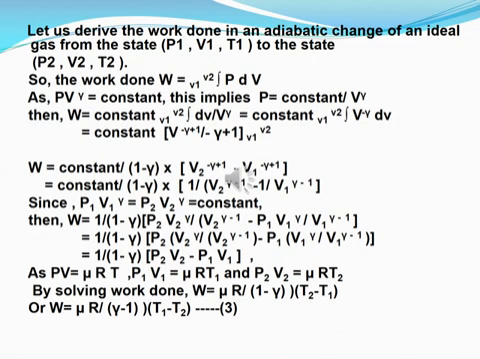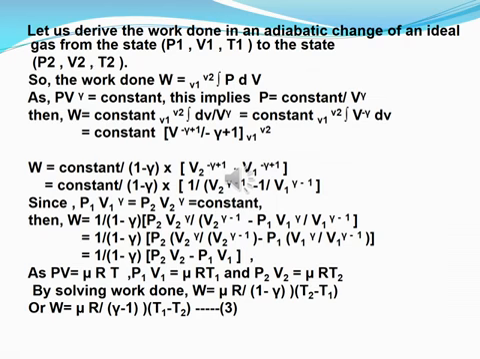It is equal to 1 by 1 minus gamma into P2 V2 raised to gamma by V2 raised to gamma minus 1 minus P1 V1 raised to gamma by V1 raised to gamma minus 1, which is equal to 1 by 1 minus gamma into P2 V2 minus P1 V1. Here V2 raised to gamma by V2 raised to gamma minus 1 is equal to V2, and V1 raised to gamma by V1 raised to gamma minus 1 is equal to V1.